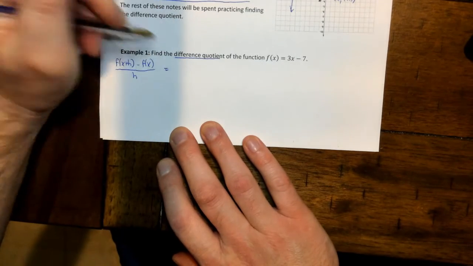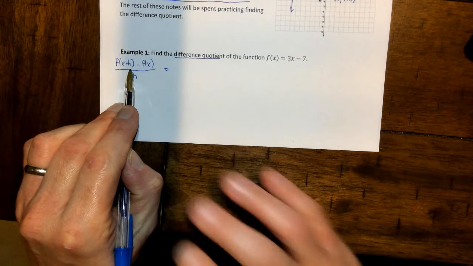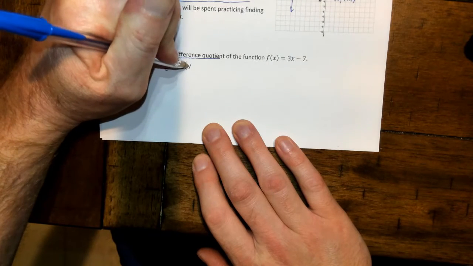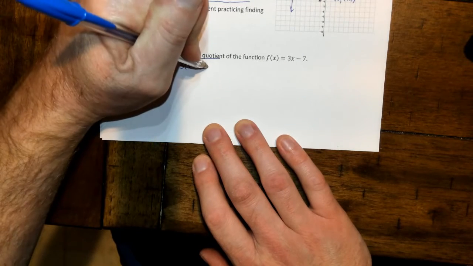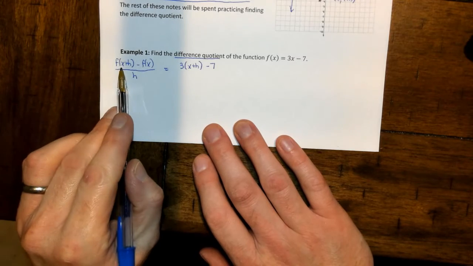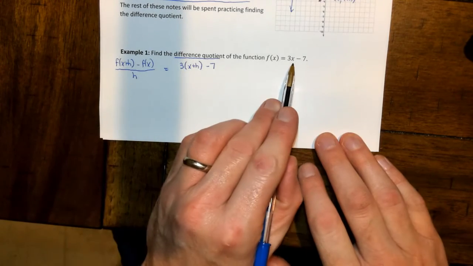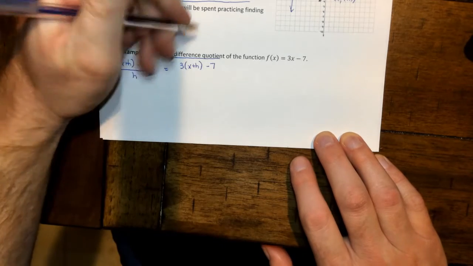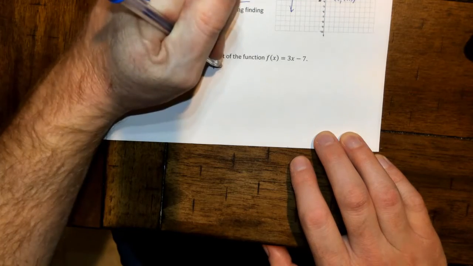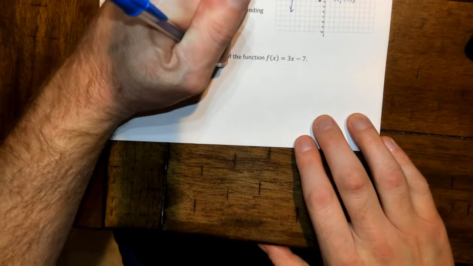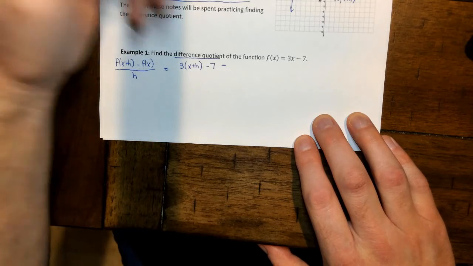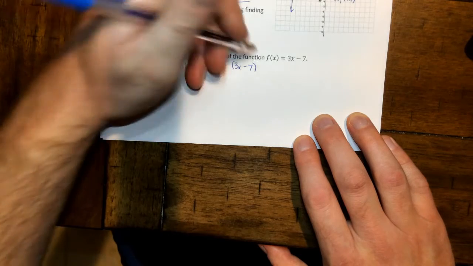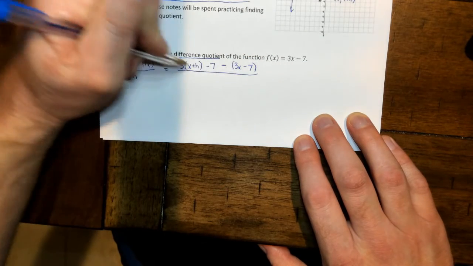So remember, this x plus h says replace every x with x plus h. So this is going to be 3 times x plus h, minus 7. We're replacing this x with x plus h, and we end up with 3 times x plus h minus 7. So that's f of x plus h. This is where we have to be careful. We're subtracting this entire function. We're subtracting 3x minus 7. And then we're dividing by h.